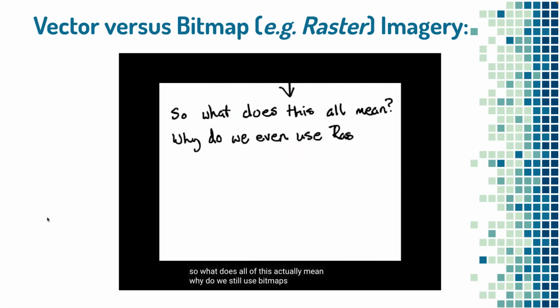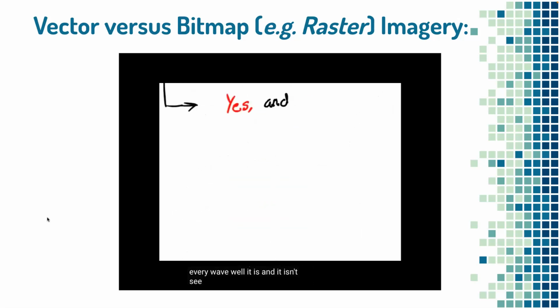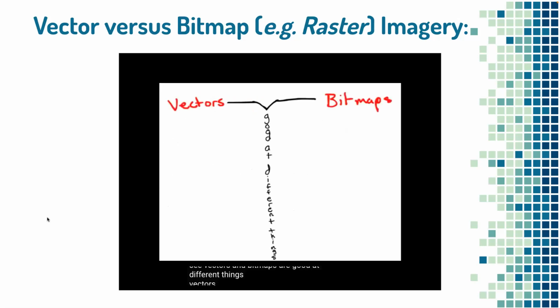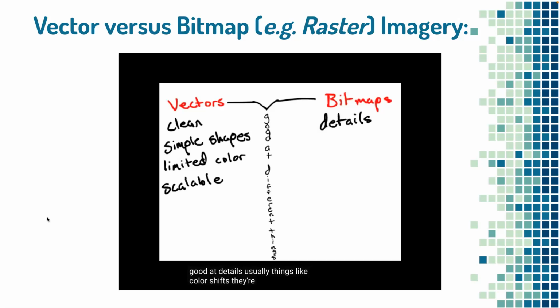Why do we still use bitmaps? Isn't vector just far superior to raster in every way? Well, it is and it isn't. See, vectors and bitmaps are good at different things. Vectors are good at making clean, simple shapes which usually use a limited color palette. They're also perfect for images that need to be scaled, either larger or smaller. Bitmaps, on the other hand, are good at details, usually things like color shifts. They're also far better for sub-48 pixel designs like desktop icons.